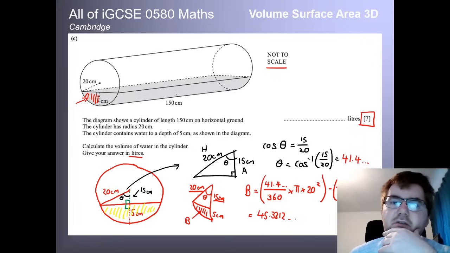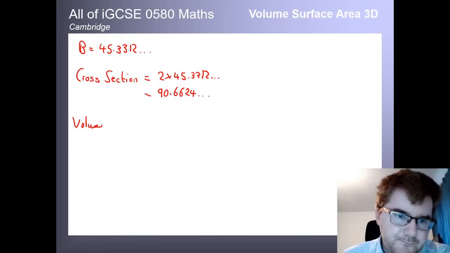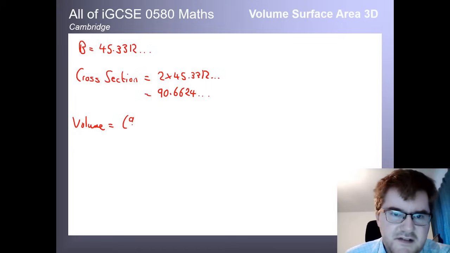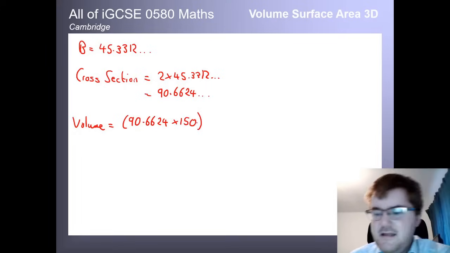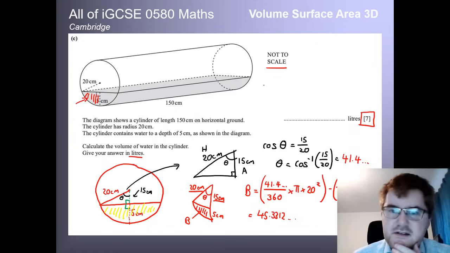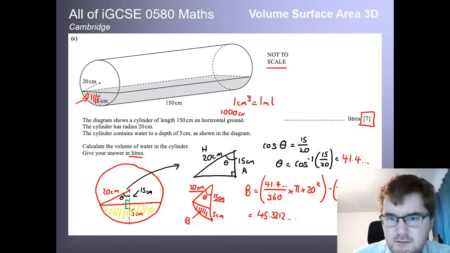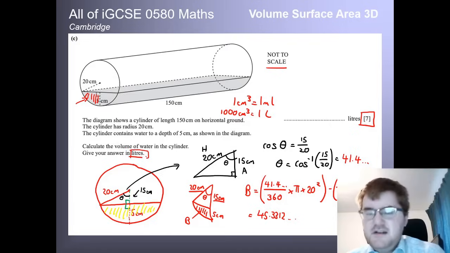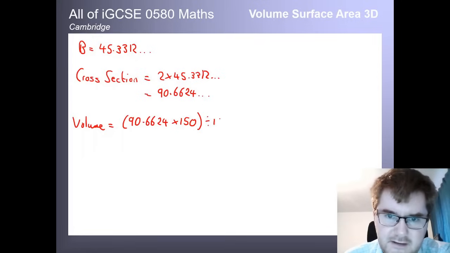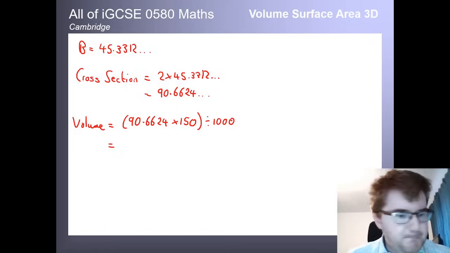Now to work out the volume of this, we need to times that by 150. So the volume, which is what we wanted, is equal to, I will do this in one step, 90.6624 times 150. Now the problem is that gives us our answer in cubic centimeters. Remember, 1 cubic centimeter is equal to 1 milliliter. So 1,000 cubic centimeters is equal to 1 liter, which is the units that we wanted. So we take that answer, and then divide this by 1,000. So I'm going to go to my calculator for the final time and pop this in.